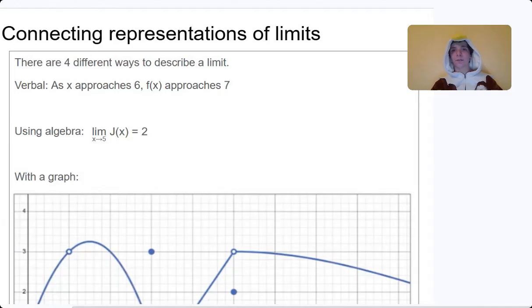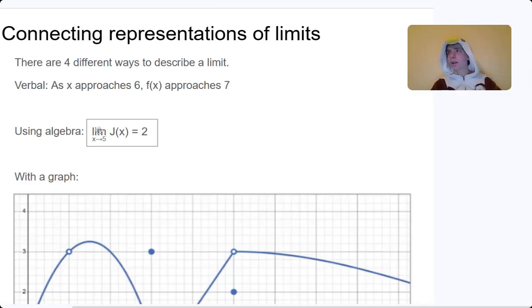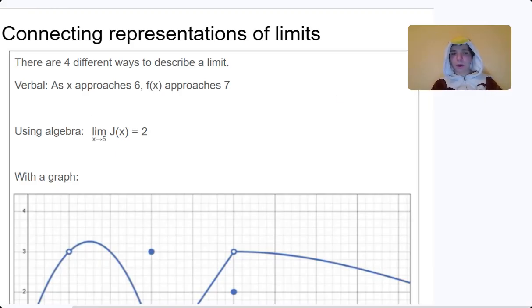There's a verbal way of describing it, just explaining what the limit is. For example, as x approaches 6, f of x approaches 7, or the limit as x approaches 6 of f of x equals 7. And that's how you describe this notation down here. This is the limit as x approaches 5 of j of x equals 2. You can write it using algebraic notation.